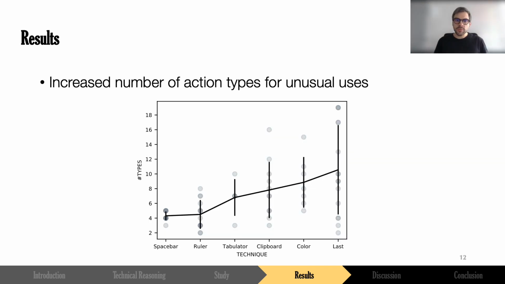Looking at the different types of commands that were tried before finding each solution, we noticed that the clipboard and the color solutions, that is, the unusual solutions, were the ones that involved the most different types of commands before being used, which suggests that there was an increased exploration associated with them.